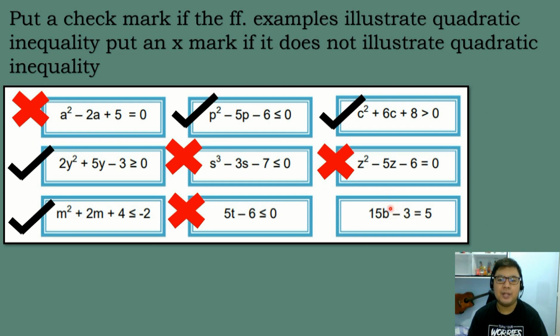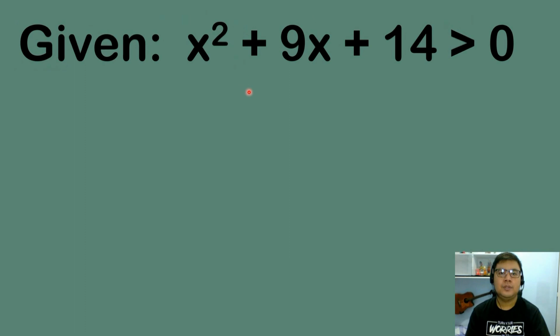So our exponent on our leading term is only 1 raised to the first power, and we have an equal symbol here. Therefore, this is not a quadratic inequality. So let's have an example on how to find the solution sets in quadratic inequalities.